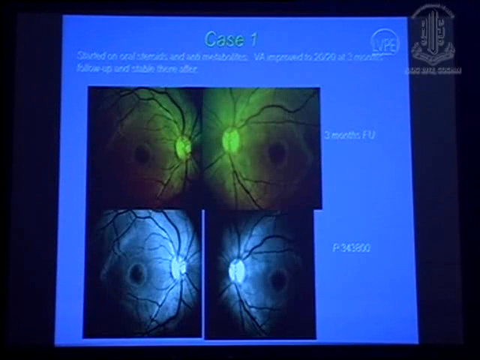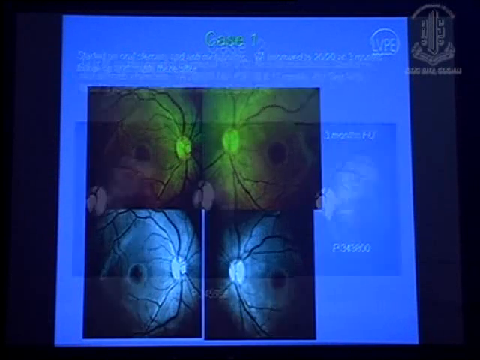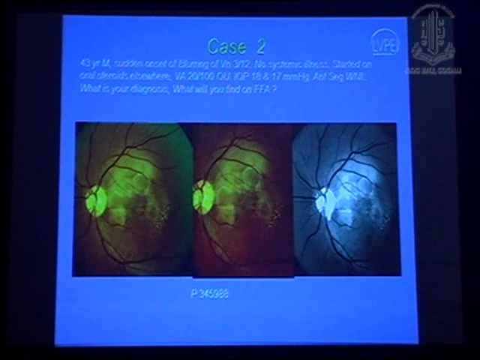Now let us move on to the next case. This first patient was started on steroids and responded well. Now there is a 43-year-old male with sudden onset of blurring of vision for 3 months. Again, no systemic illness. Listen to the history. Started on oral steroids, visual acuity not improved, unlike the first case. Vision 20/100 in both eyes and anterior segment is within normal limits. This is the fundus photograph.